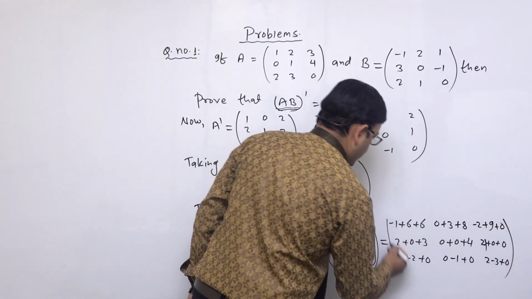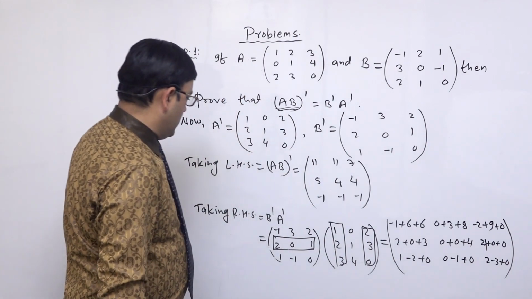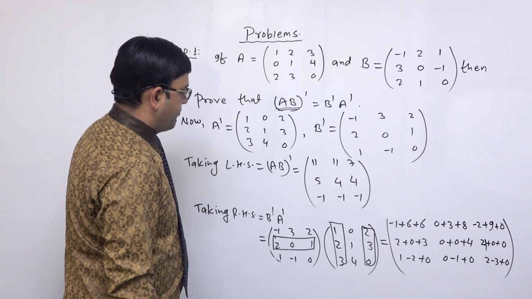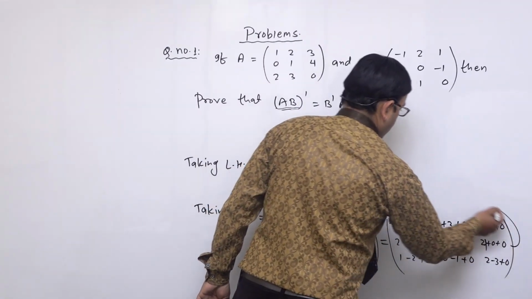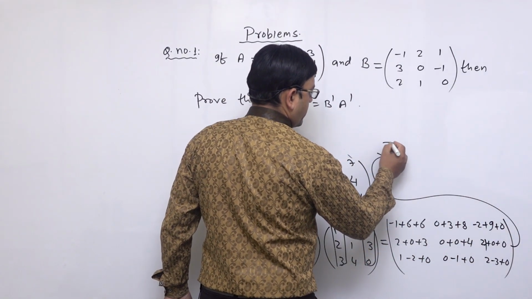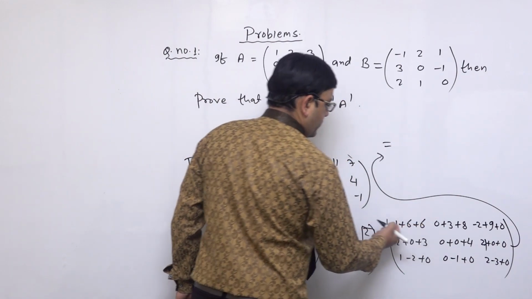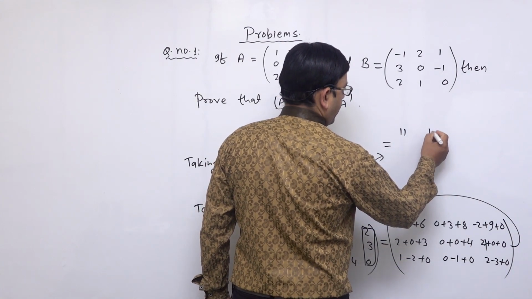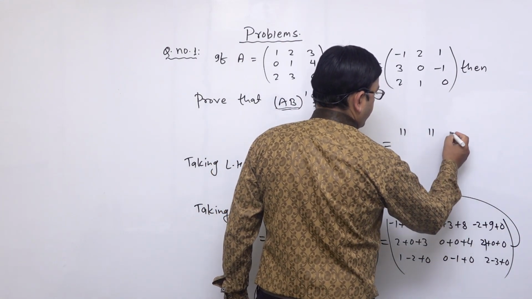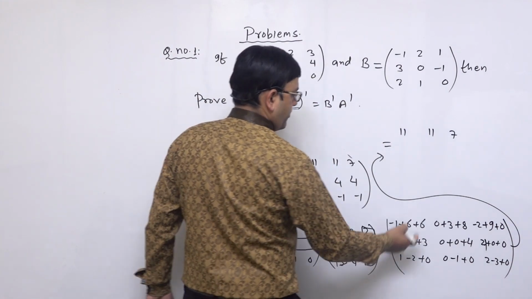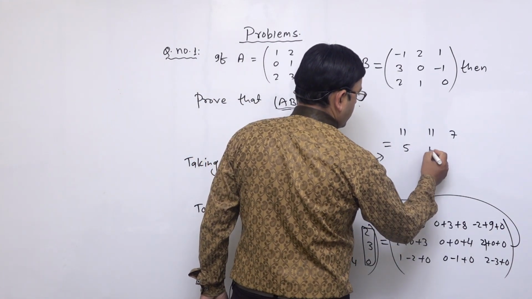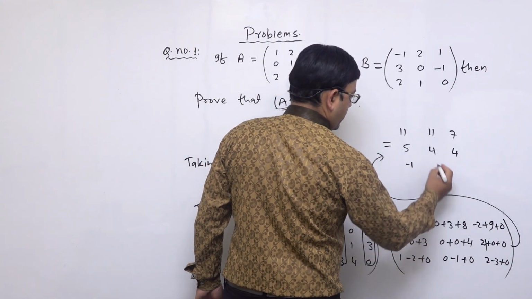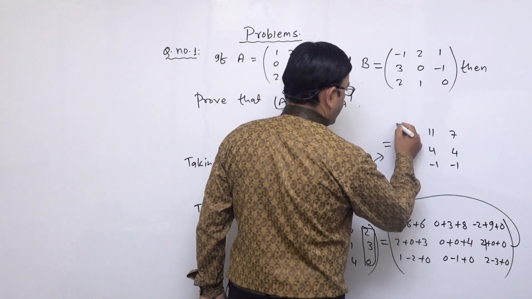So this is B transpose times A transpose. Let's find this. Now we can write this equals: 6 plus 6, 12 minus 1 is 11. 8 plus 3 is also 11. 9 minus 2 is 7. Similarly, 2 plus 3 is 5, and then this one is 4, and this is also 4. And here is minus 1, here is also minus 1, here is also minus 1.